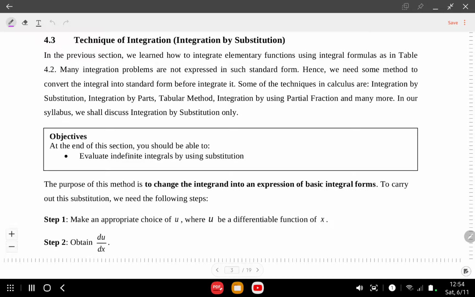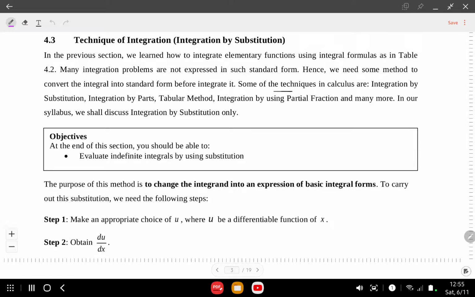This technique is actually a technique to integrate integration questions of the type bentuk yang bukan basic lah, dia ada bentuk yang complicated. So as the introduction, many integration problems are not expressed in such standard form, so we need some method to convert the integral into standard form before we integrate the function.